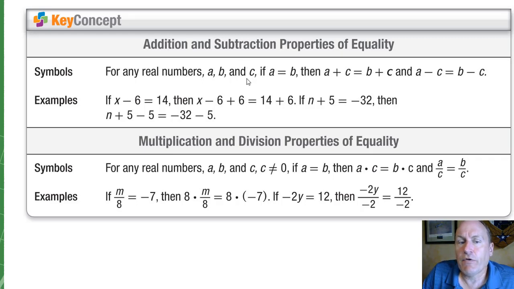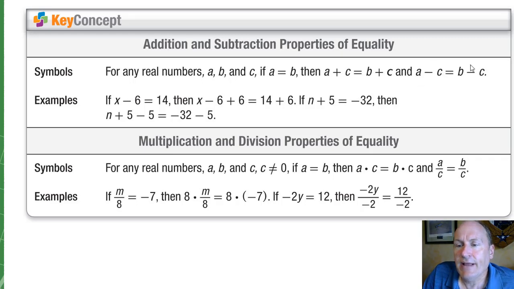And it states that for any real numbers a, b, and c, if a is equal to b, and we add a quantity c to both sides of that equation, both the a side and the b side, then that still remains an equation that is true. So in other words, adding c to both sides does not change the equation. That also works for subtraction.